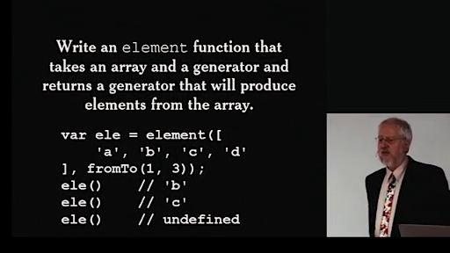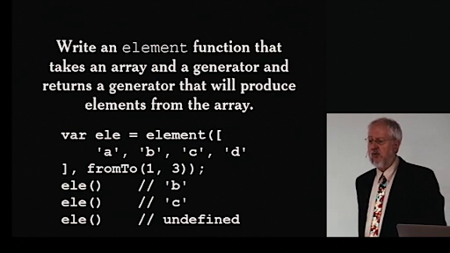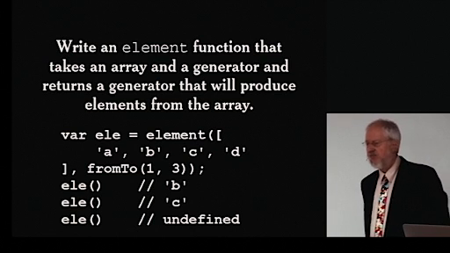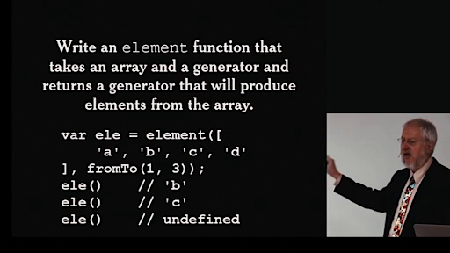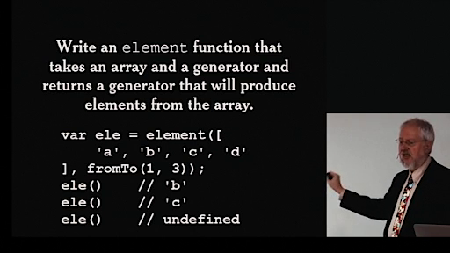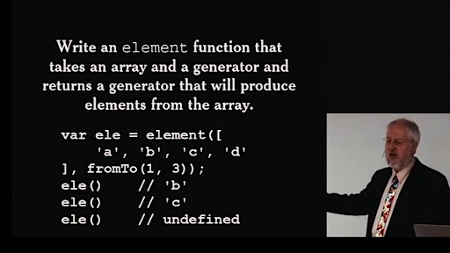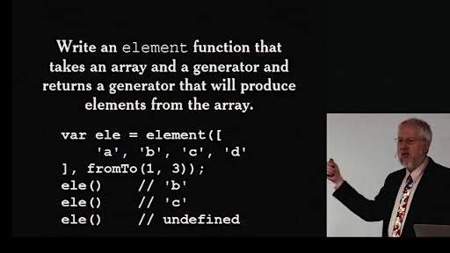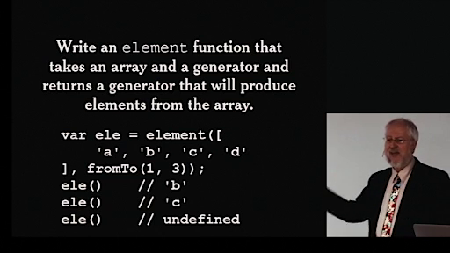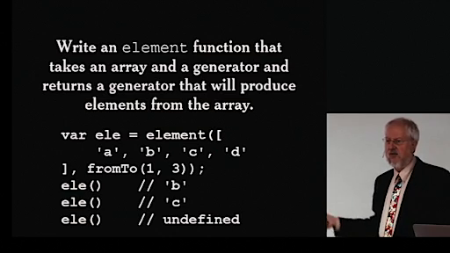Write an element function that takes an array and a generator and returns a generator that will produce elements from the array. So we're going to pass to the element factory an array containing A, B, C, and D, and we'll give it a generator which does from to 1 to 3. And that will give us a generator which will produce B and C, and then undefined.